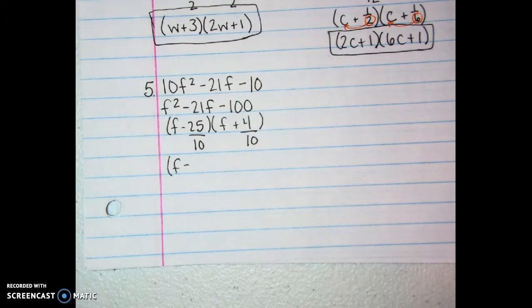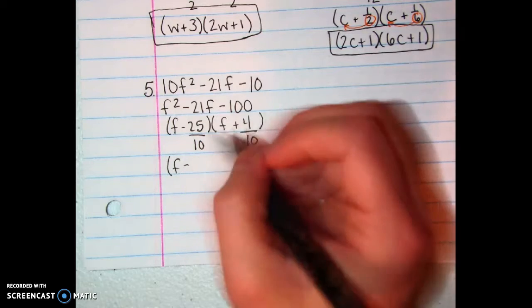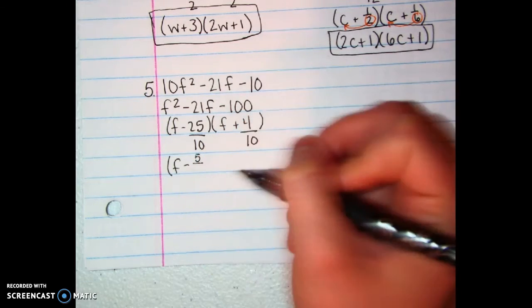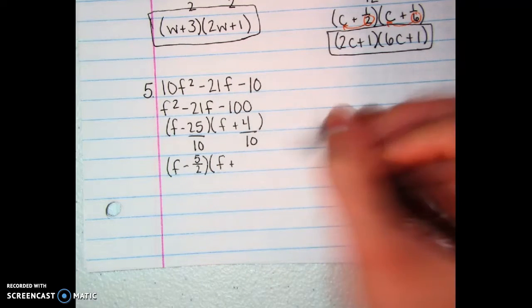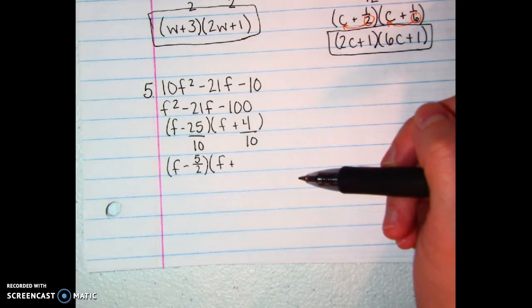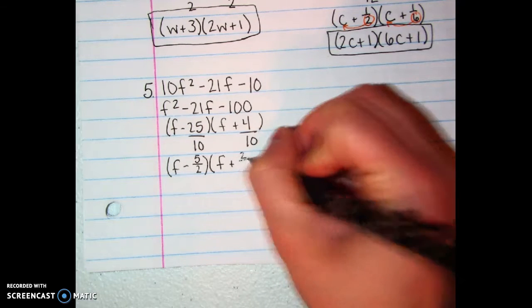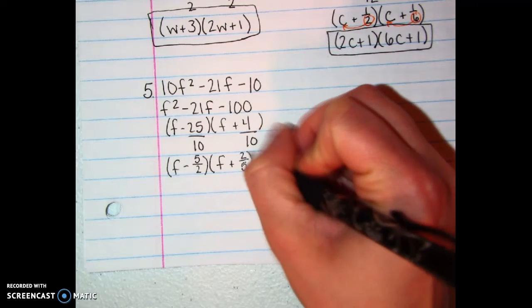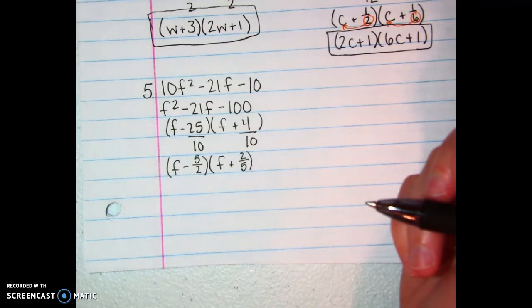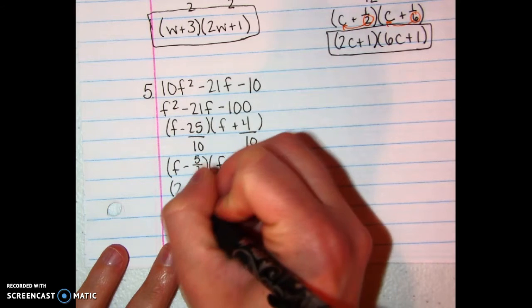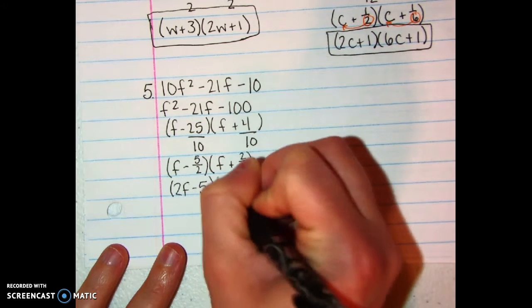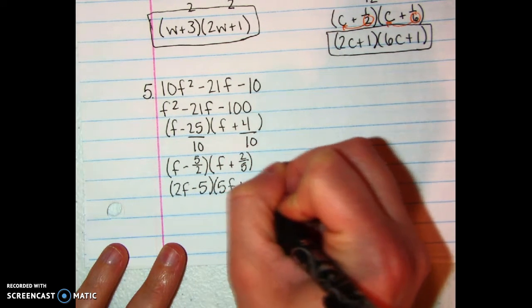25 tenths, both of them are divisible by 5. So 25 divided by 5 is 5. 10 divided by 5 is 2. And here both of them are even. 4 divided by 2 is 2. 10 divided by 2 is 5. Now I move the denominators, or the bottom numbers, to the front. So I get 2f minus 5 and 5f plus 2.